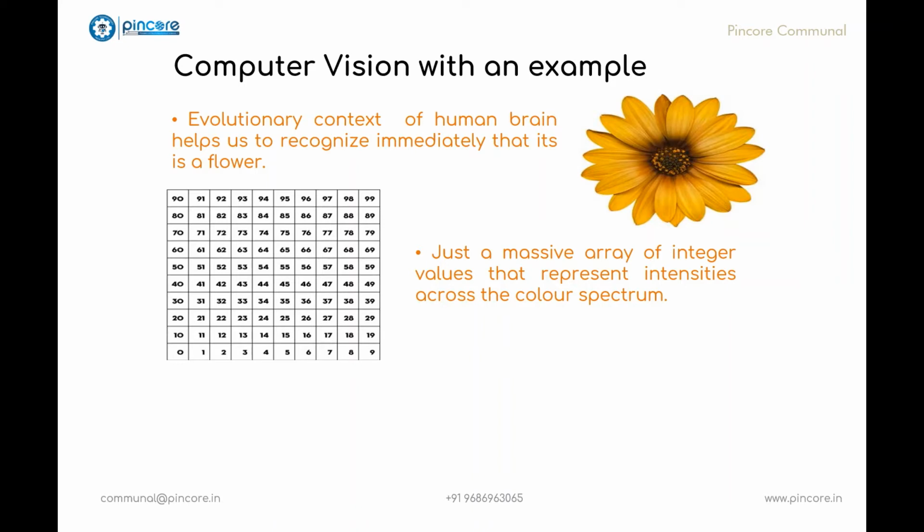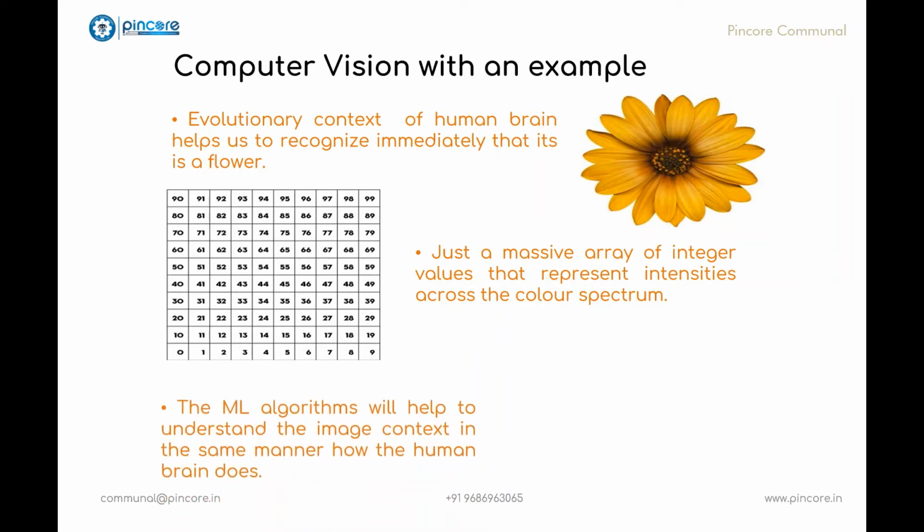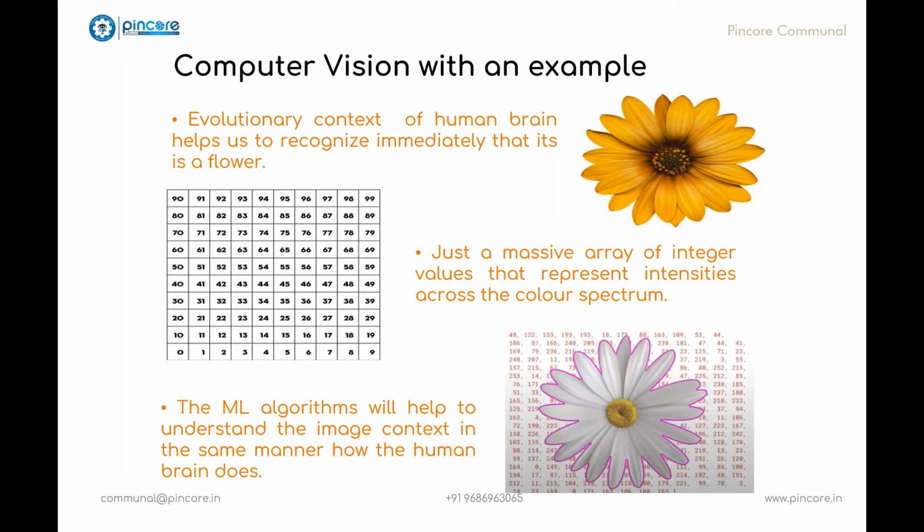Therefore, it is the algorithm that will help to understand the image context in the same manner as the human brain does. To achieve this, we use an algorithm which works very similar to the human brain's operation with the help of machine learning. So machine learning allows us to effectively train the context for the data set so that the algorithm can understand all those numbers to represent in a specific organization.